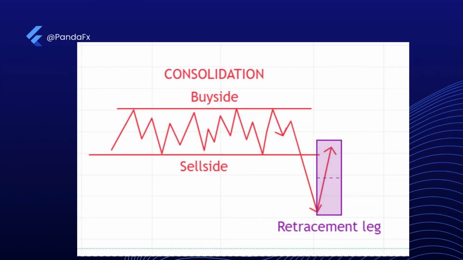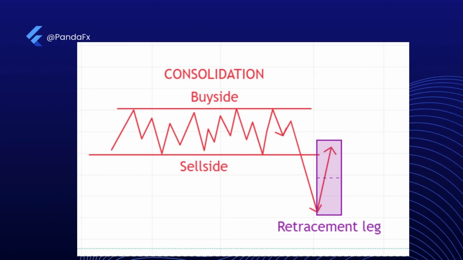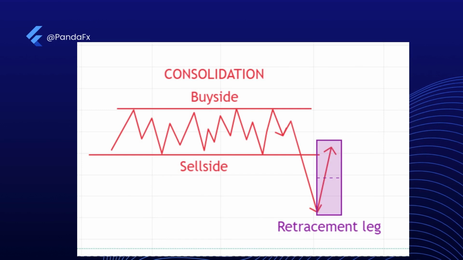So in the shaded area, this is a typical example of a retracement leg. You can see that after the consolidation, we had an expansion to the downside, and then price retraced upward towards the buy side. So this is a typical example of a retracement leg.